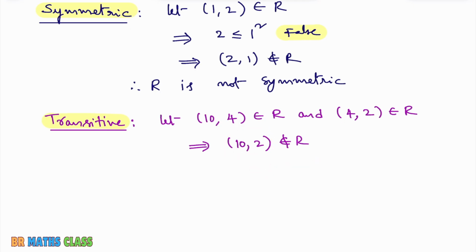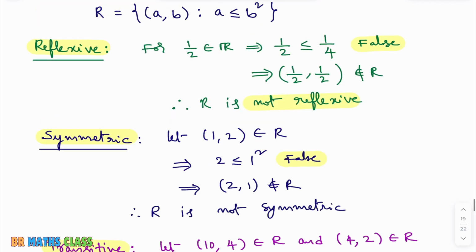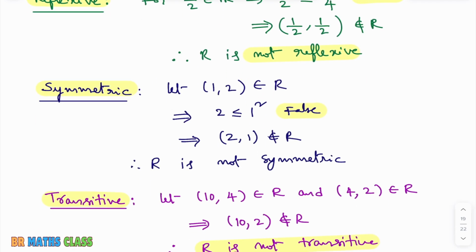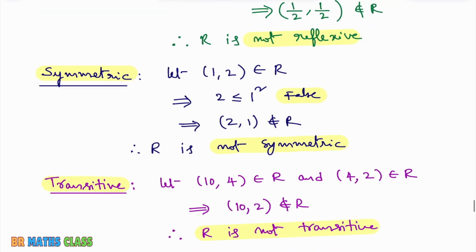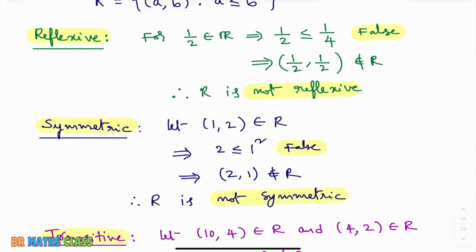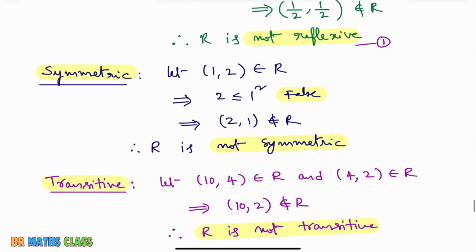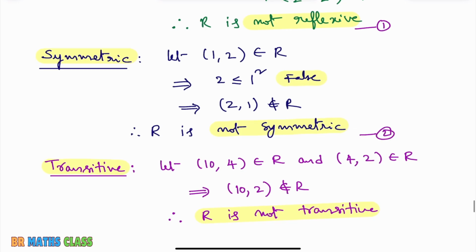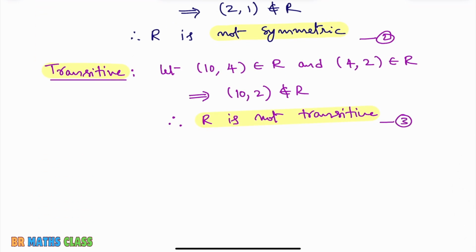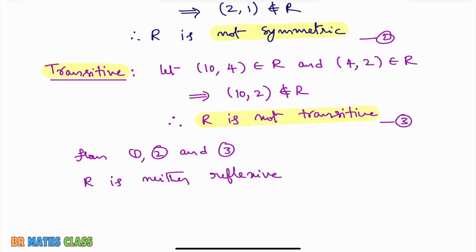Right? So what happened? I am able to find (x, y) and (y, z) in the relation such that (x, z) is not in the relation. So I can write from this that the relation R is not transitive. Therefore, this relation is not reflexive, not symmetric, not transitive. I'll name these: this is 1, not reflexive; this is 2, not symmetric; this is 3, not transitive. From 1 to 3, I can say that R is neither reflexive nor symmetric nor transitive.